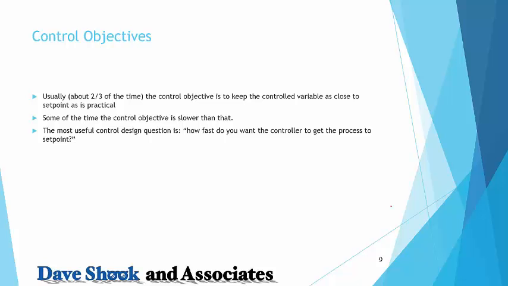It's important to talk about control objectives. Usually, about 2/3 of the time, it turns out, the control objective is to keep the controlled variable as close to set point as is practical. Not necessarily as close as possible, but as close as is practical. That's the case with cruise control. Generally speaking, the cruise control is trying to keep the speed as close to set point as is practical.